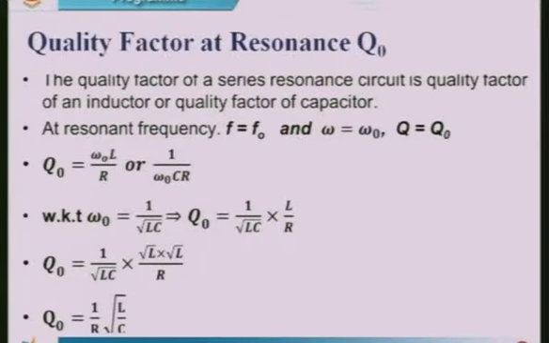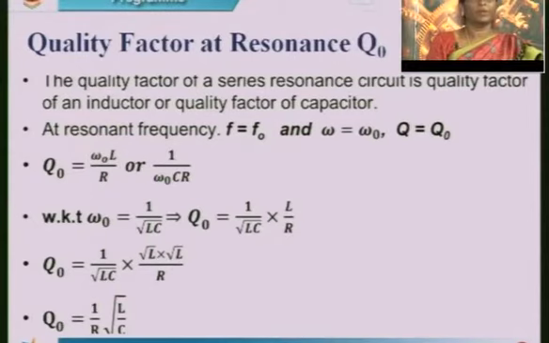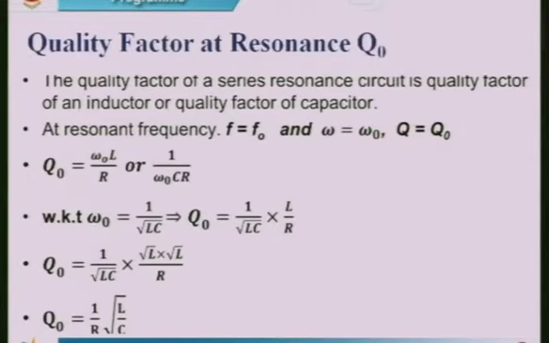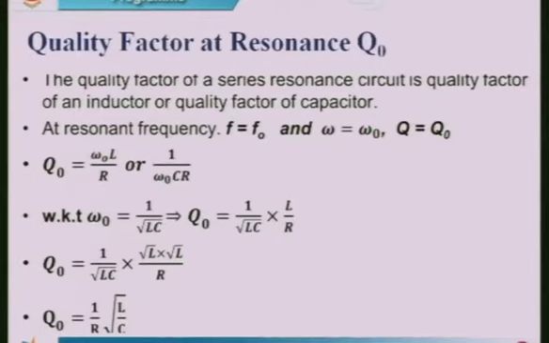And the extension of this, we know that omega naught is equal to 1 by root LC. So in terms of the omega, if you substitute 1 by root LC into the equation, you will get the last equation which is indicating the quality factor of a resonance circuit, which is equal to 1 by R root of LC. Okay. So we can write the summary here.